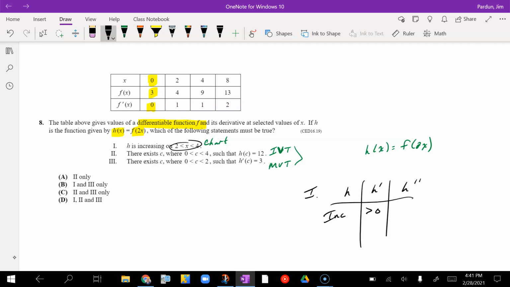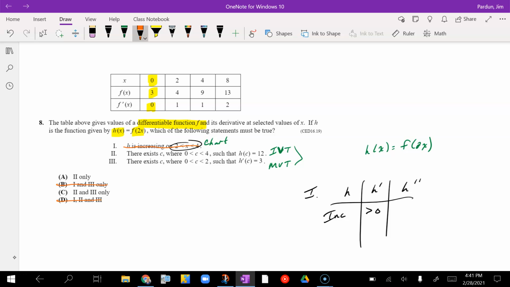I can't prove that h prime is going to be positive from 2 to 4, because it could dip below into the negative. I just know it's continuous and differentiable. I don't know that it's always positive. So therefore, this one is out. And hopefully I made a convincing argument to you about that. So that means that part B is out and part D is out.